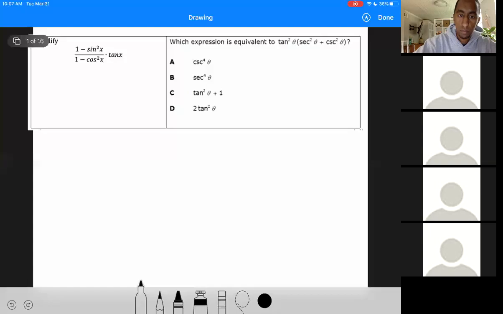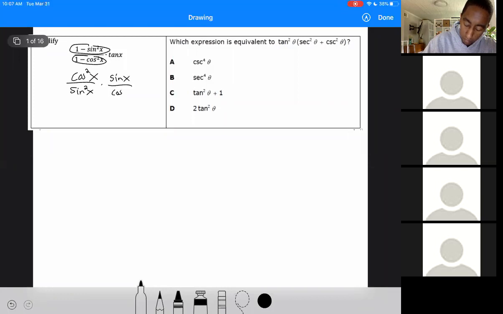x equals cosine squared x. Okay. And then 1 minus cosine squared x equals sine squared x. So I put those over each other. And then I multiplied times sine over cosine because that's what tangent is.